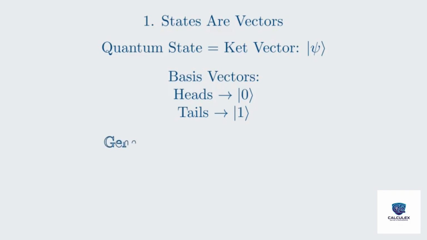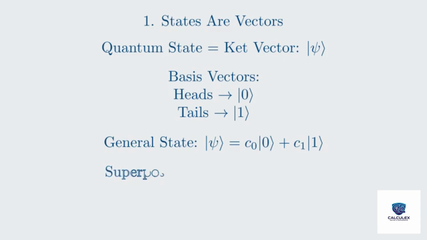So, a general state, |ψ⟩, is a complex linear combination of these basis states. It equals some complex number c0 times |0⟩, plus another complex number c1 times |1⟩. This equation, the core of quantum mechanics, is simply a vector addition. Superposition isn't some mystical simultaneous existence, it's just vector addition. In this state, the coin isn't heads or tails, just like the vector 3i plus 4j isn't purely on the x-axis or the y-axis. It's a combination. It's the probabilities of finding it in either state that matter.